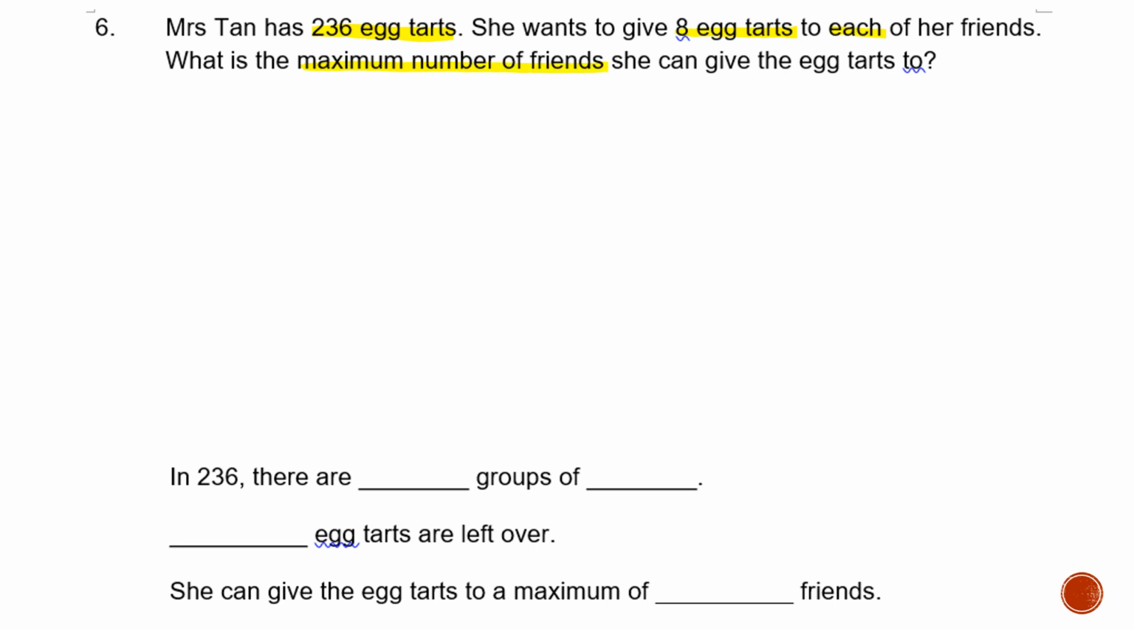So if we look at this from a grouping concept point of view, let's say the first friend is like a basket, okay? So he or she has 8. Okay, this is the first friend. The second friend has another 8. The third friend has another 8, and then we carry on.